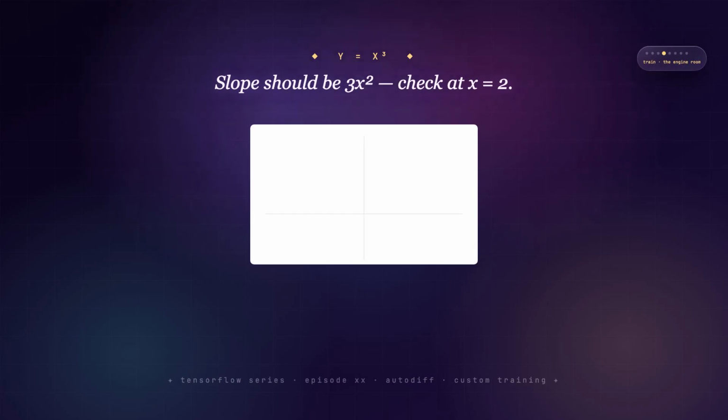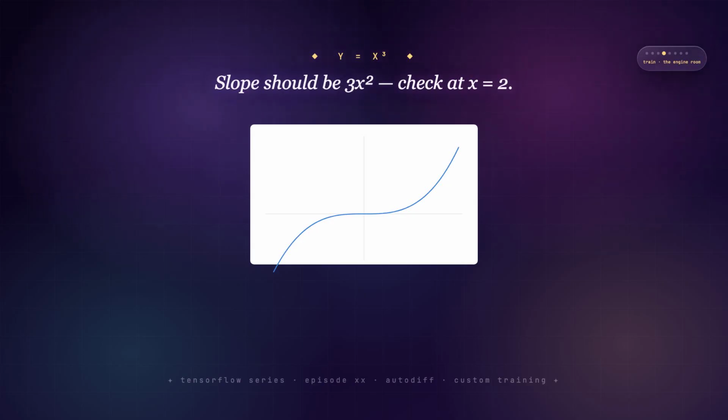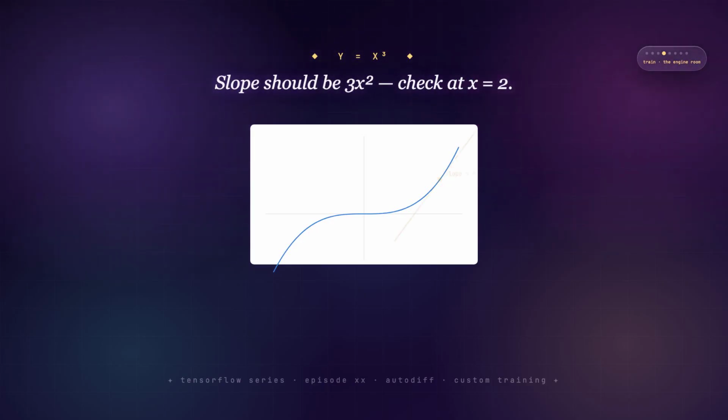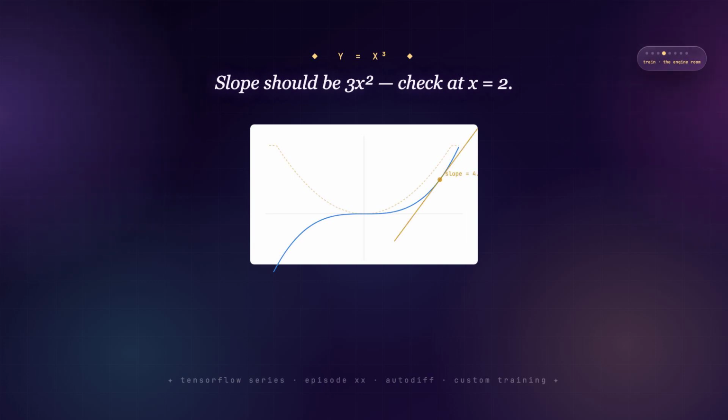Take the simplest function you remember from school, y equals x cubed. Calculus says the slope is 3x squared. So at x equals 2, the slope should be 12. We let the tape watch x, compute x cubed, and ask for the gradient. It returns 12.0. Try every point along the curve. The tape traces out 3x squared exactly. Autodiff agrees with calculus everywhere.